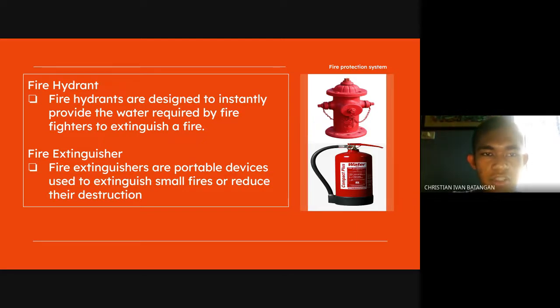A fire extinguisher. Fire extinguishers are portable devices used in extinguishing small fires or reducing their destruction before firefighters arrive at the scene. These are kept handy at places, namely fire points in buildings, factories, public places, or transportation. The types and numbers of fire extinguishers legally required for an area are governed by the safety regulations in force in that particular area.